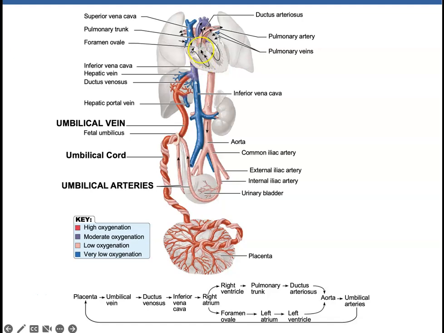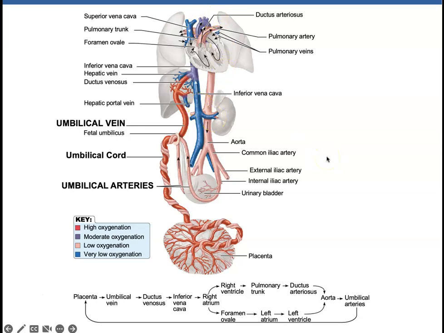But we have another adaptation because these lungs are in fluid. The right ventricle pumps into the pulmonary trunk, and right at the split to the pulmonary arteries we have another adaptation called the ductus arteriosus. The blood that would normally go to the lungs is shunted over to the aorta and distributed through to the baby.